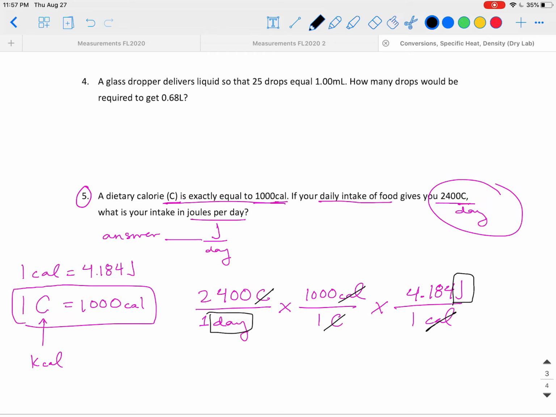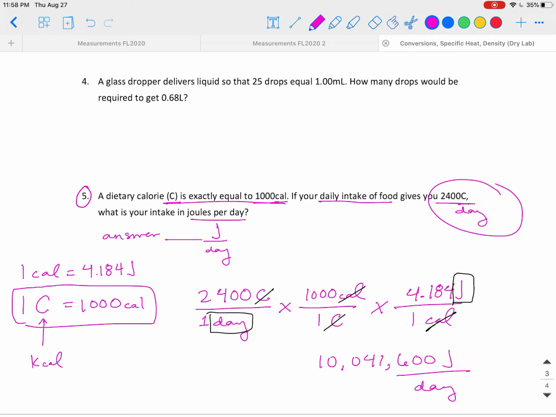So we would plug these values into our calculator. 2,400 times 1,000 times 4.184, and you should get 10,041,600 joules per day.